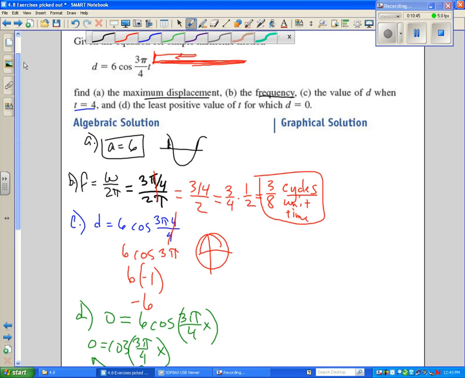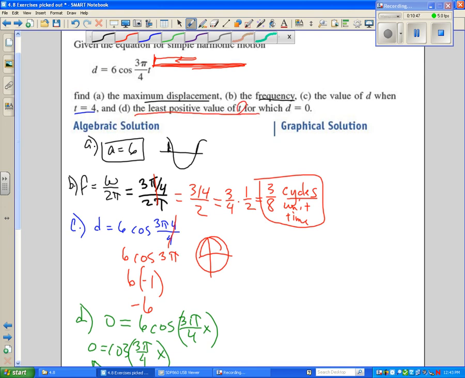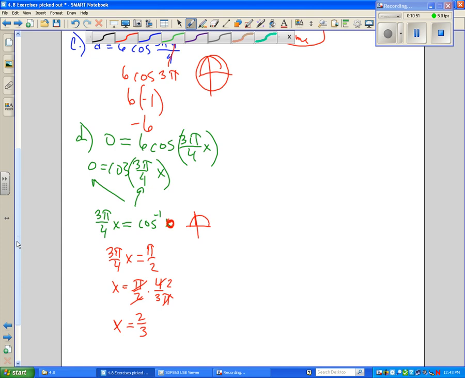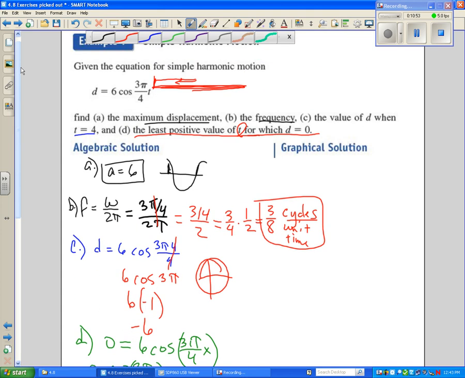All right, so it says the least positive value of t, the time for which d is equal to 0, that time occurs right there. Graphically, because of the time of the video, I'd like for you to go ahead and try to do each of these things with a graphing calculator. If you don't have one, do one in class. That's it.